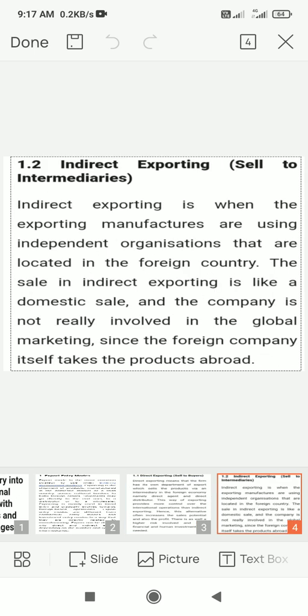Again, here it is indirect exporting. In indirect exporting, you are not selling to the particular company or person who needs the product. You are selling to one intermediary. The intermediary will purchase everything from you, and after that he will sell the product to other people in that particular country. So your product is sold in the other country, but you are not directly selling it yourself; some other people are going to sell your product to the other country. That is called indirect exporting.